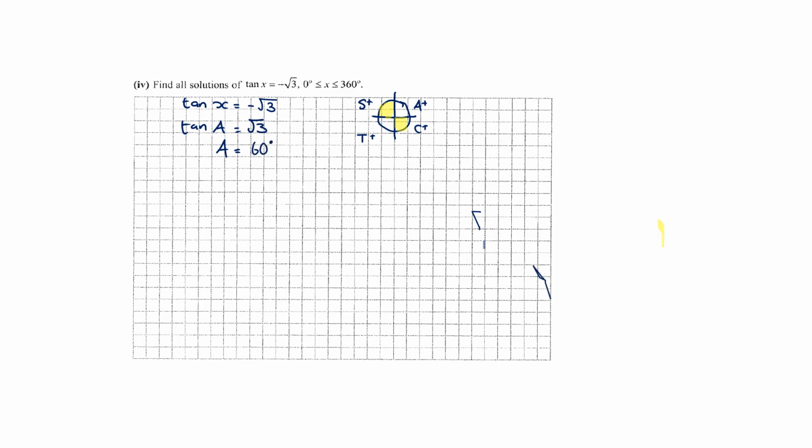Notice that because they've given us this in degrees, we are working in degrees. So my reference angle is 60 degrees. So I could put that in here. There's my 60 degrees. And there's two other options. Well, there are two options where it's equal to minus root 3. So we have this quadrant here where this piece is equal to 60, and this quadrant here where this piece is equal to 60. So working in the second quadrant and working in the fourth quadrant.